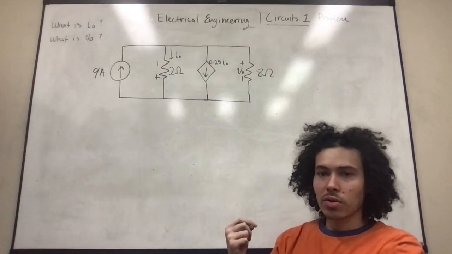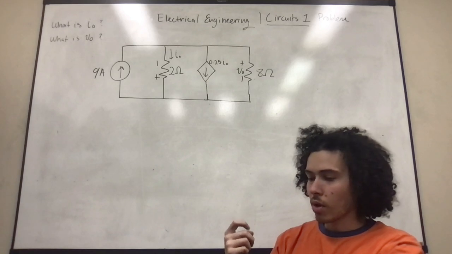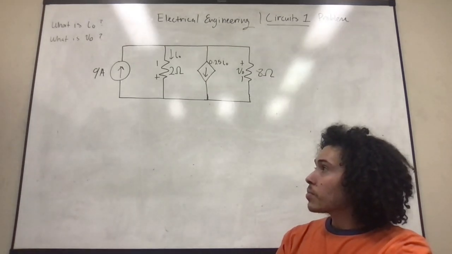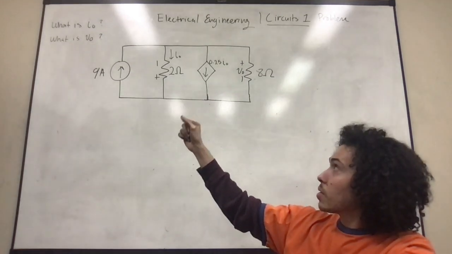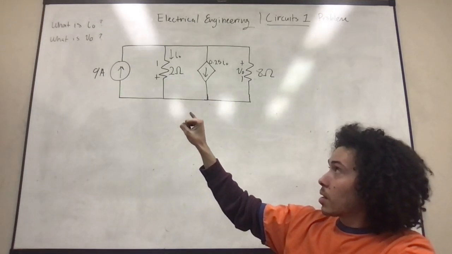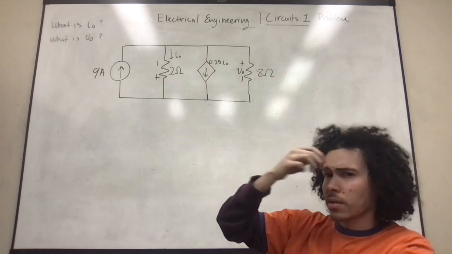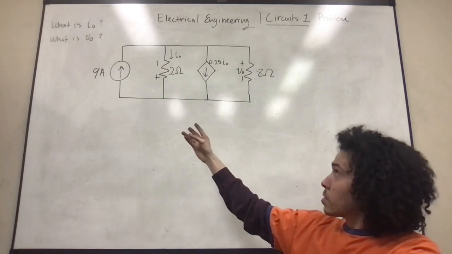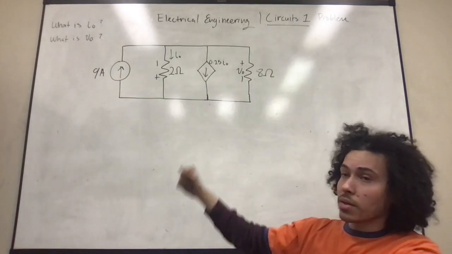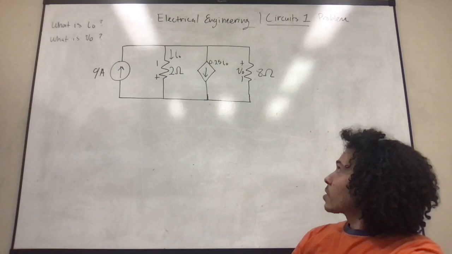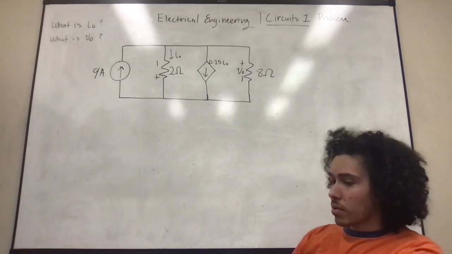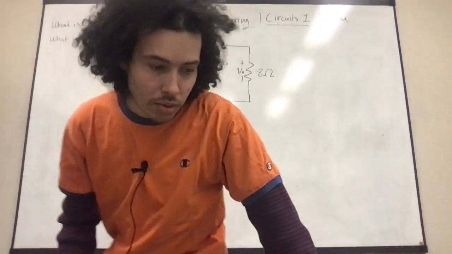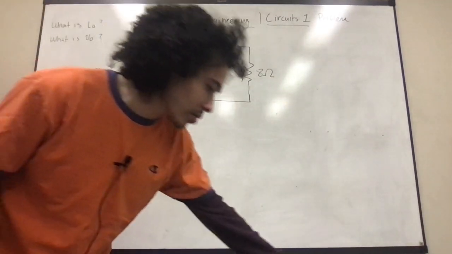Electrical engineering circuits 1 problem, where we are asked to find a current and a voltage. We are given this circuit here. Let's go ahead and analyze it. All right, let's go ahead and work on it for a little bit.